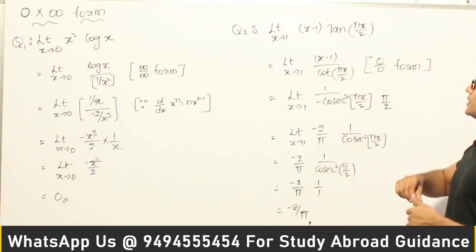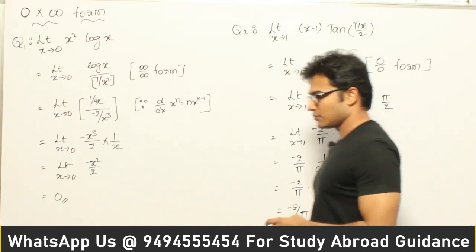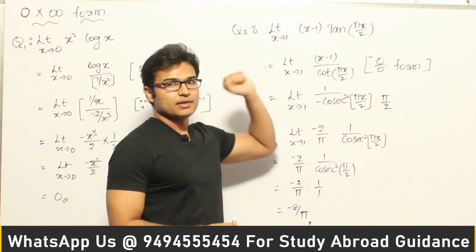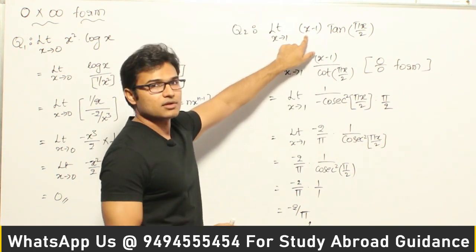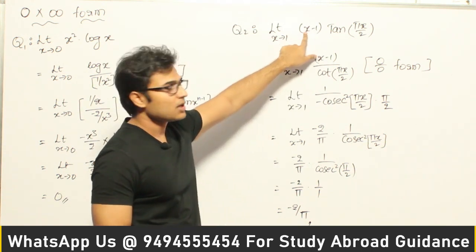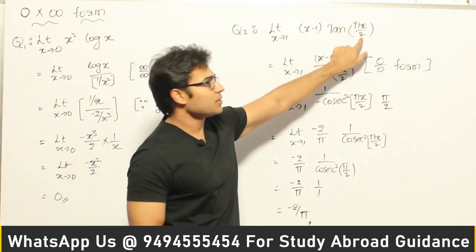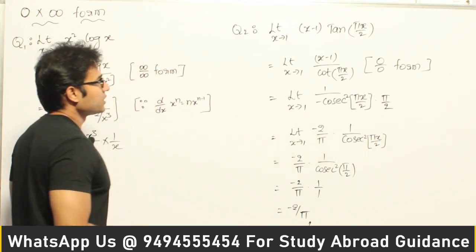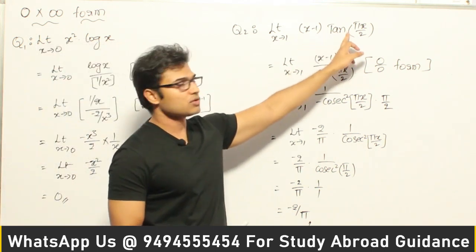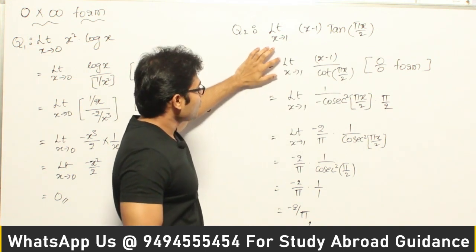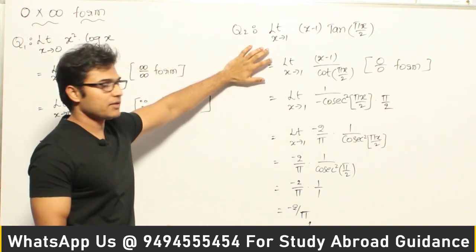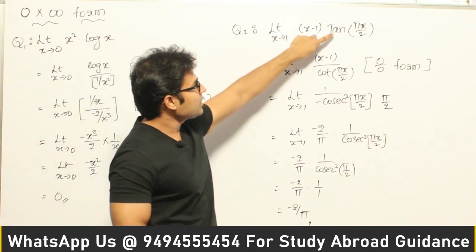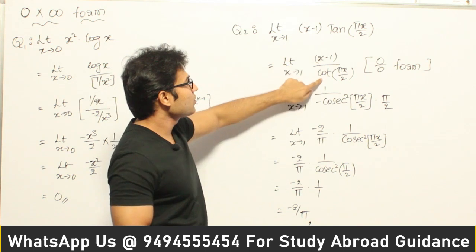Now for this one, limit x tends to 1, x minus 1 into tan pi x by 2, right? If you substitute x equal to 1 here, you are going to get 1 minus 1, which is 0, and tan pi into 1 by 2 is nothing but tan pi by 2, and tan pi by 2 is infinity. Therefore here you are going to get 0 into infinity form. Now you are going to convert it in such a way that it is going to be in the form of 0 by 0 or infinity by infinity. So if I take tan x to the denominator, I am going to get cot x.